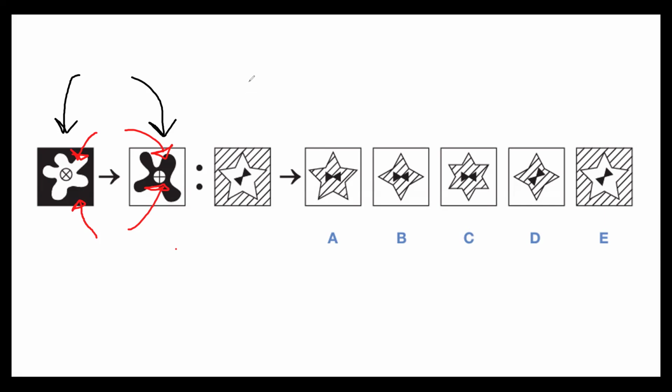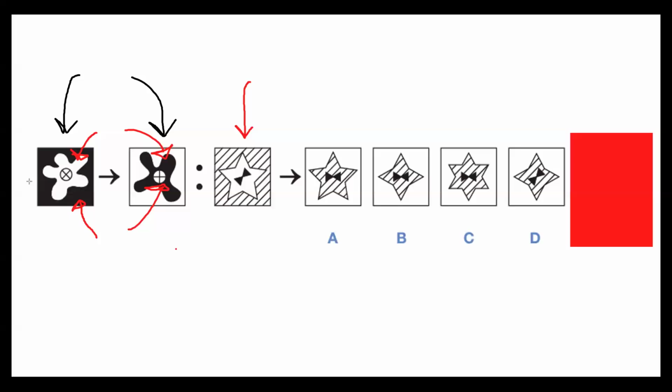We must apply the same reasoning to our question image. So the background and the shape inside must switch colours. Therefore, rather than a stripy background and a white star, we're looking for a white background and a stripy star. So that means we can get rid of option E. But we can't get rid of any others just yet. So let's find something else.